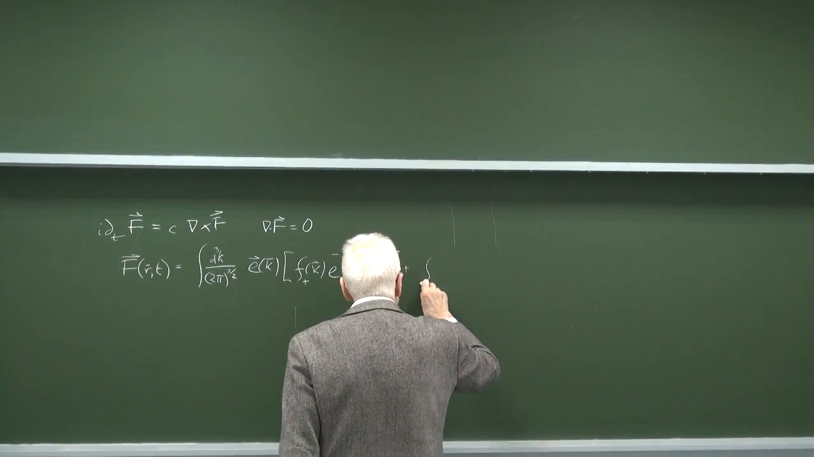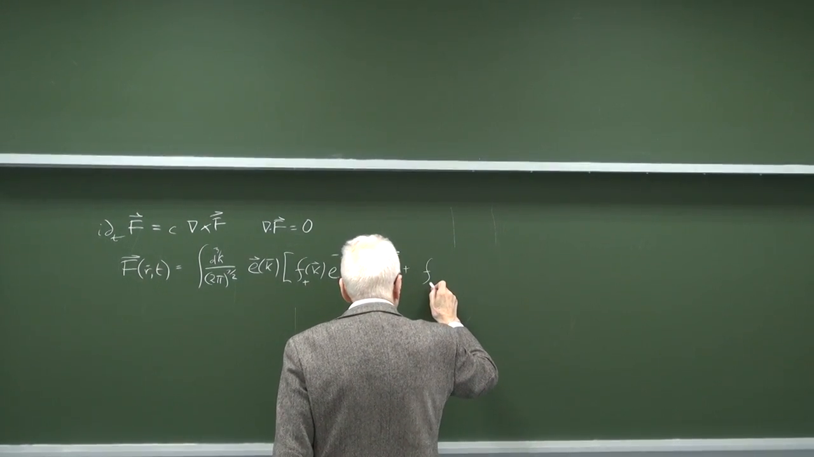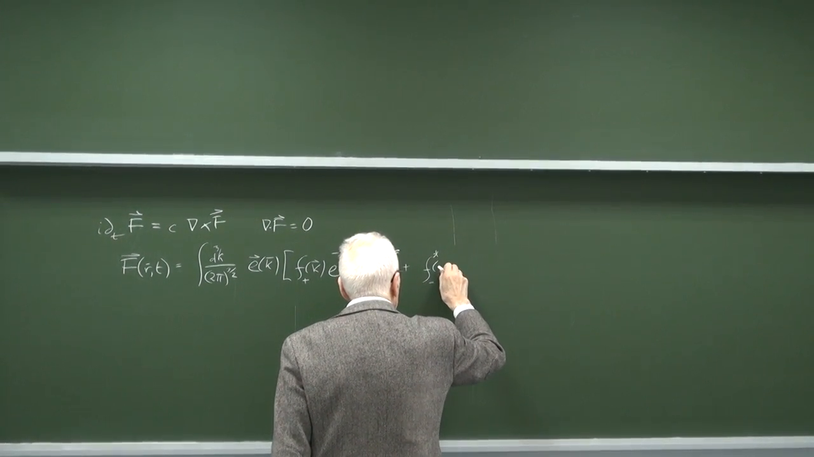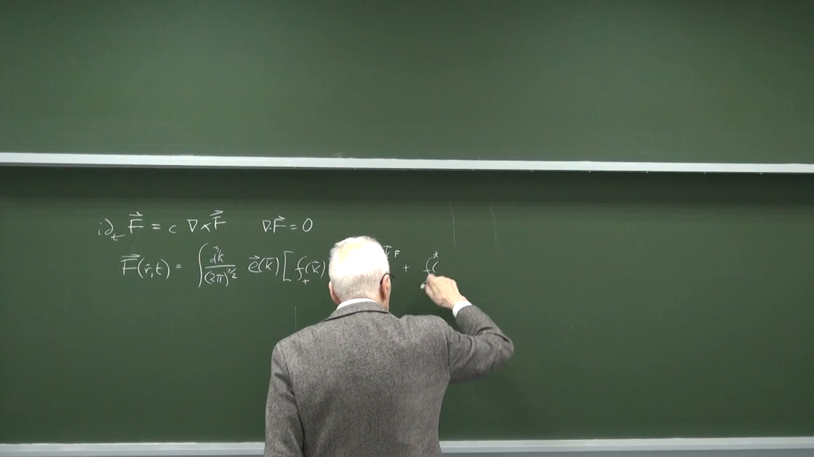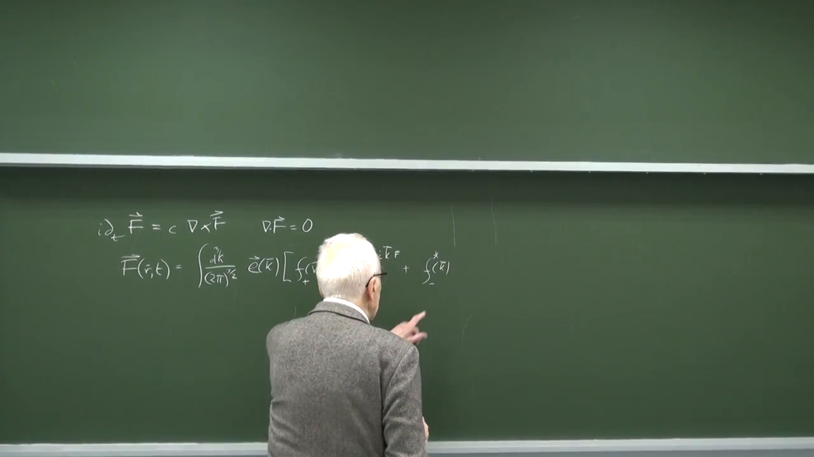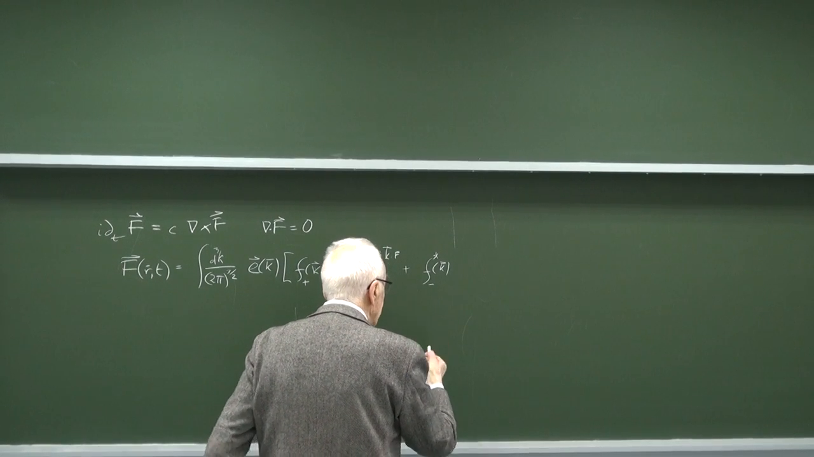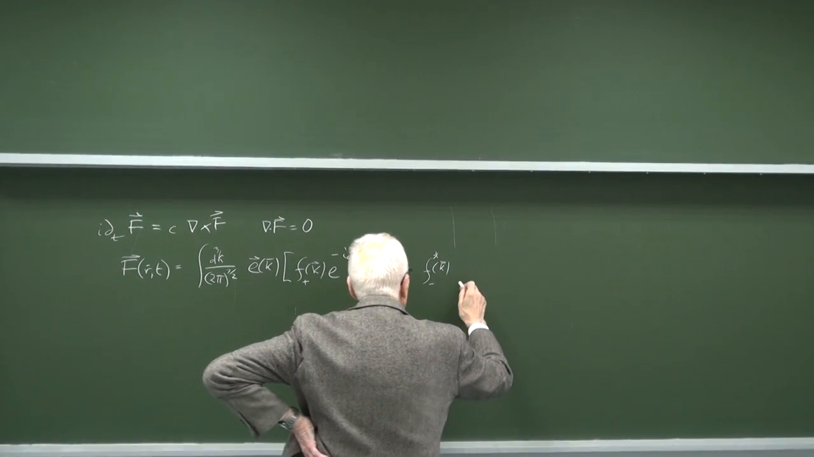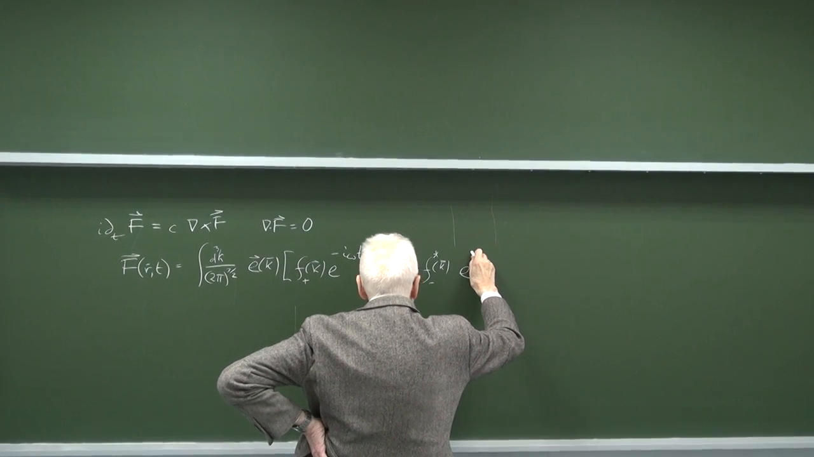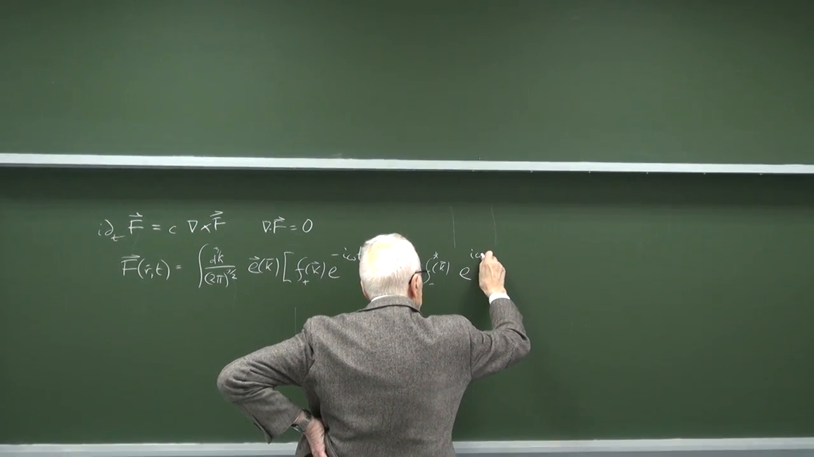which for future convenience I will denote the coefficient by the star coefficient, meaning complex conjugate. And I explained how this comes about from the straightforward Fourier transformation. The phase here has the opposite sign.